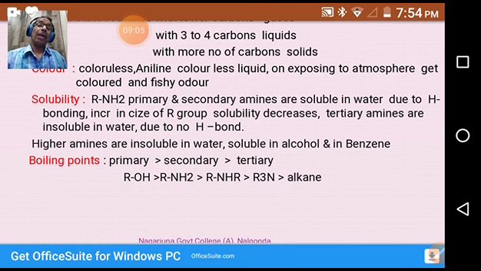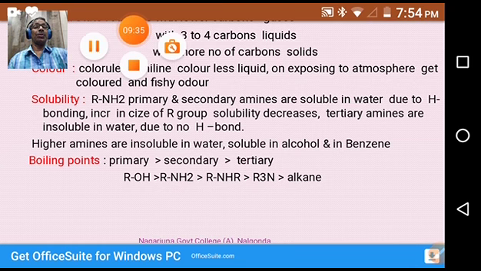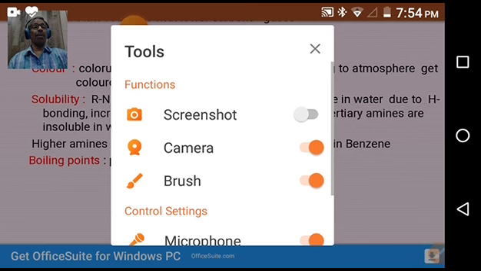Then when we compare with alcohols and hydrocarbons, alkanes, the boiling points of these substances are in between. We already know that alcohols have a higher boiling point due to strong hydrogen bonding, because oxygen is more electronegative. That's why the tendency of formation of hydrogen bonding is more. That's why alcohols have a higher boiling point when we compare to amines. Coming to the alkanes, there is no formation of hydrogen bonding.